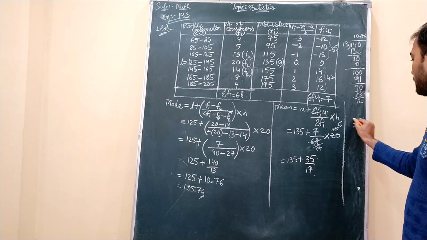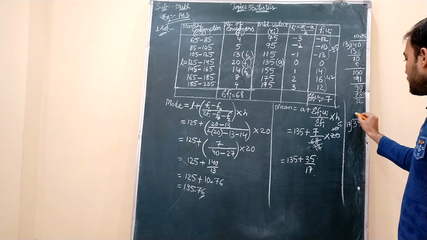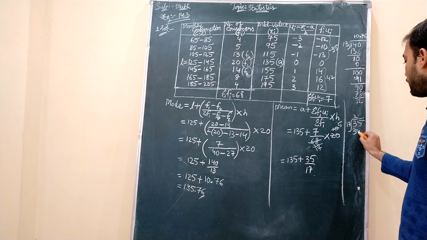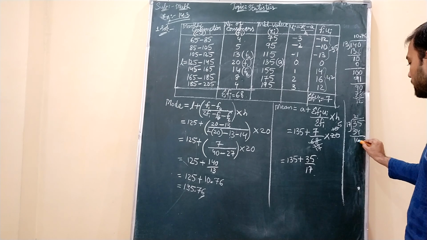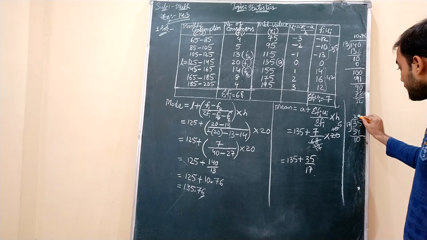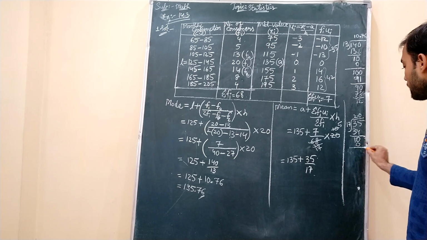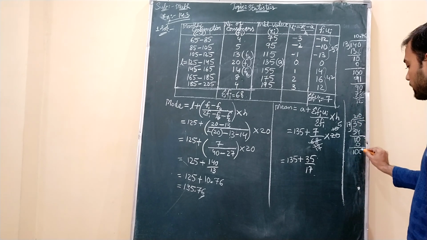35 divided by 17. 17 twos are 34. 35 minus 34, 1 remains, point we can take 0. But 10 is not a multiple of 17, so we will take 17 zeros are 0. Now 10 minus 0 is 10. Already decimal point is there, we can increase one more 0.